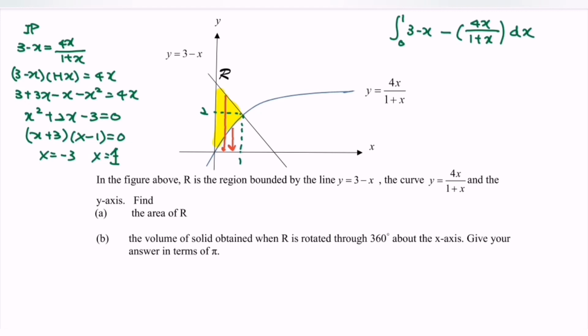Next, kindly refer to B, the volume of the solid obtained when R is rotated about the x-axis. So here is the rotation. Give your answer in terms of pi. As we all know, for the area and the volume, they have a similar formula, which is the longest minus the shortest. For the volume, we have to multiply with pi. Still the same, from 0 until 1. So here, the longest function will be (3 minus x) squared, minus (4x over 1 plus x) squared, with respect to x. So that will be the expression for the volume.